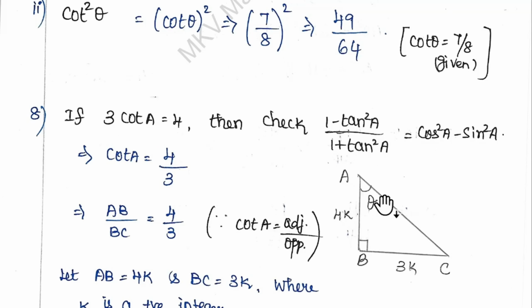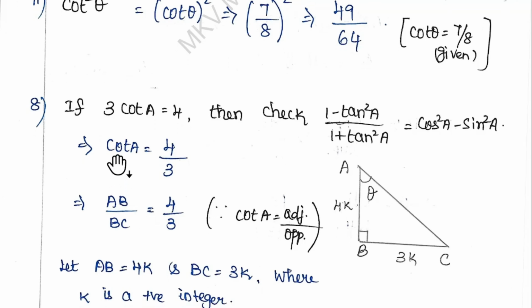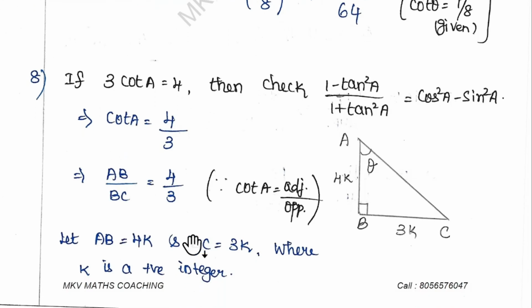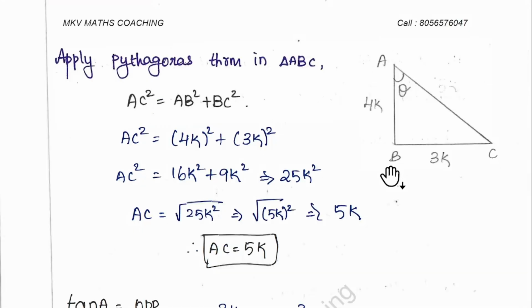Since everything is in A, you have to write theta in place of A, and accordingly you just take cot A as adjacent by opposite, just substitute, and you got AB and BC as 4k and 3k. AC you need to find out using the Pythagoras theorem. If you use the Pythagoras theorem, I am ending up with AC as 5k. Okay, just do it by yourself.